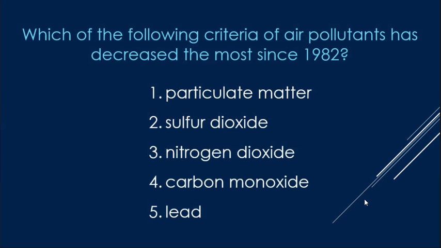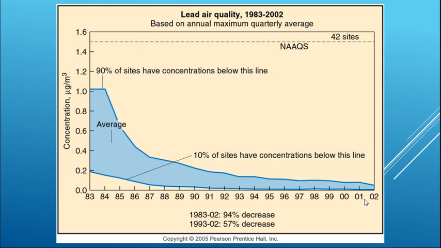All right, so which of the following criteria air pollutants has decreased the most since 1982? Particulate matter, sulfur dioxide, nitrogen dioxide, carbon monoxide, or lead? Well, I can tell you right now, it's not particulates, it's not carbon monoxide, and it's certainly not nitrogen dioxide. Coal companies have really good scrubbers for sulfur, and so that's something that's under control. It's not decreased because we keep burning more and more coal. But what has decreased is lead.